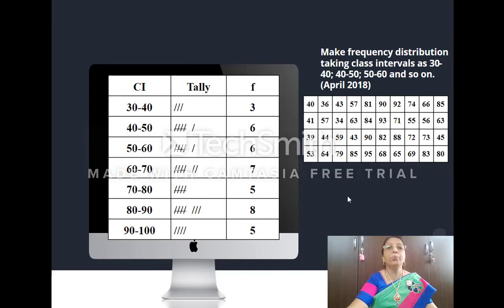So this is how we do. If they give us the class interval, we use the class interval that is given. Otherwise, we use our own class interval which will suit the data that is there. And then we put the tally and finally pick out the frequency, count the frequency from the tally.